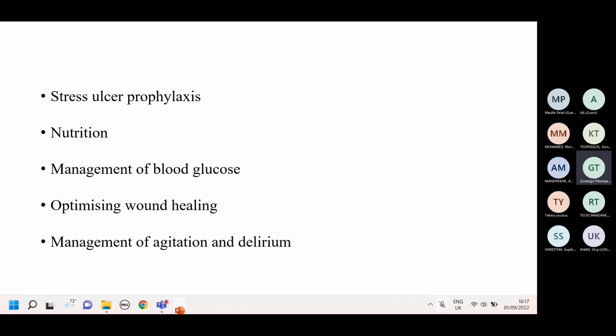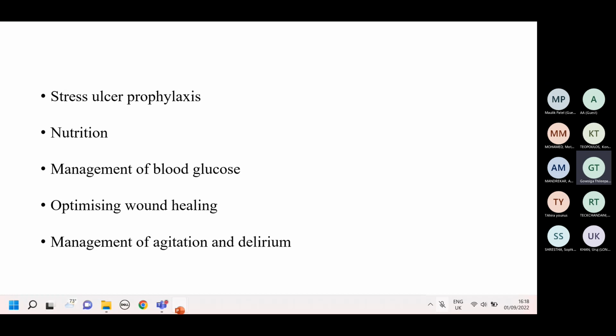Stress-related mucosal disease occurs mainly in patients with head injuries, patients in the ITU, or patients with burns. If trauma or surgical stress occurs, they get stress ulcers, so we have to give prophylaxis. Make sure you check each and every patient for this. You know the drugs, so I don't need to go into details. And nutrition, I'll go through a little bit later.